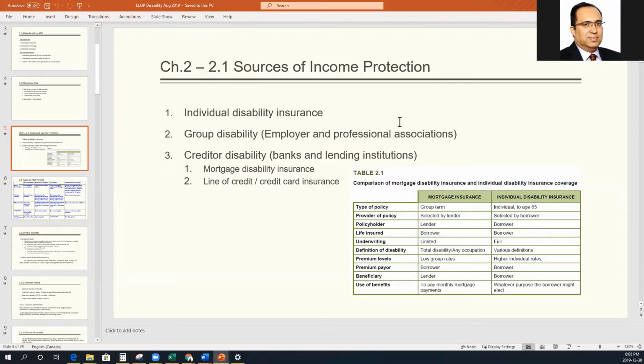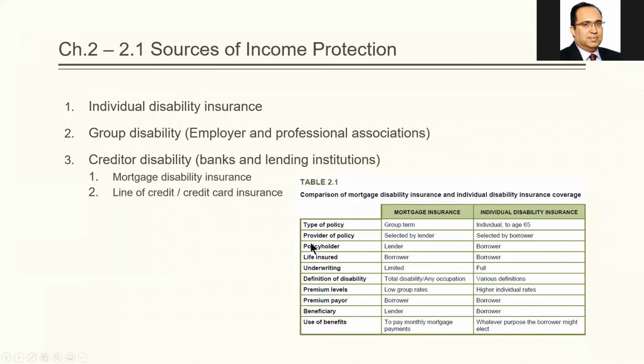Disability, we're talking about sources of income protection. So one is a person can have an individual disability insurance, right? That's one way they can have the coverage. Yes, through their own disability policy. Second is through the group disability, which is through an employer or professional association. It doesn't have to be an employer. It can also be a professional association, like a group of alumni or people who are of the same profession. They can also be a group, right?